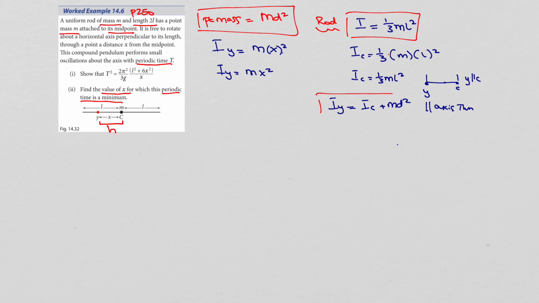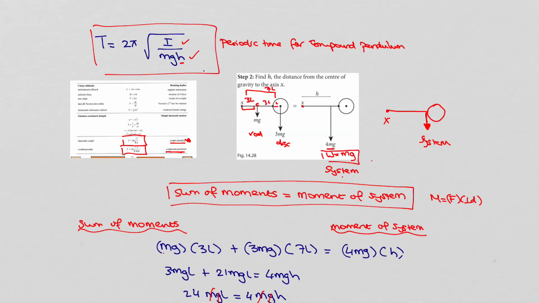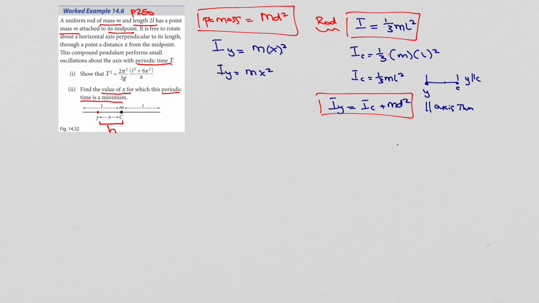As we saw in the previous question, it was on page 53. Okay, so subbing in, we have a third ml squared plus the mass of the rod is m, and the distance from the centre to y is x. Obviously I can't add those two together, so it's just a third ml squared plus mx squared. Therefore for the system, we add the point mass and the rod together.